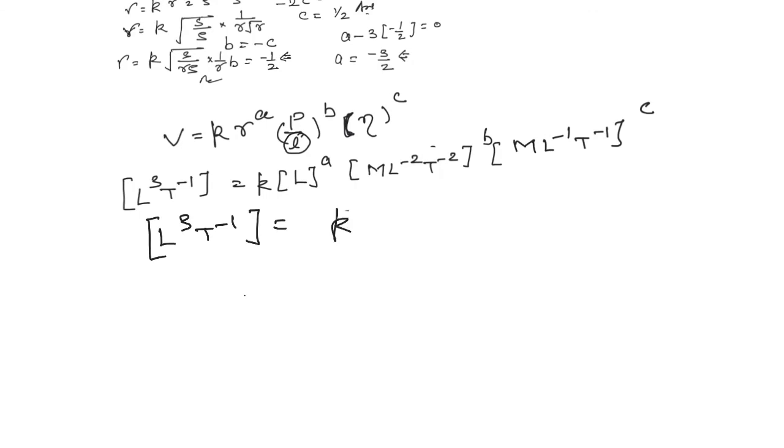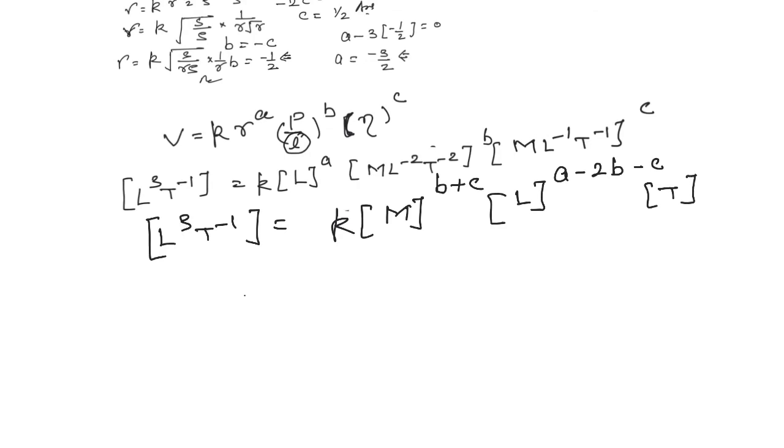Class, am I audible? So what will be M? Shivangi, what will be M? B plus C. What will be L? L will be A minus 2B minus C. And what is T, class? T is minus 2B and minus C. You can notice.